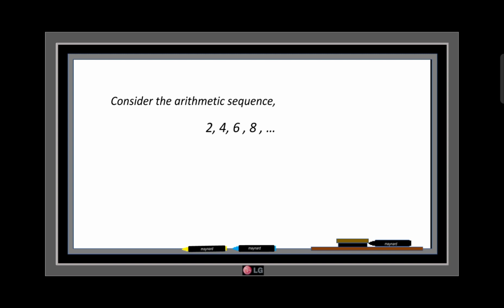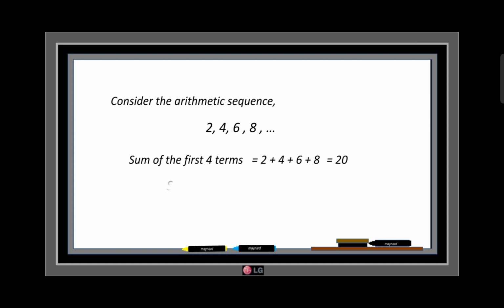isang arithmetic sequence. Okay, consider natin, kunyari ay pinapahanap sa atin yung sum of the first 4 terms. So, okay lang to kasi nakalista pa yung mga terms natin. So, we just simply add them. So, 2 plus 4 plus 6 plus 8 and the answer is 20. So, the sum of the first 4 terms ng sequence na yan ay 20.